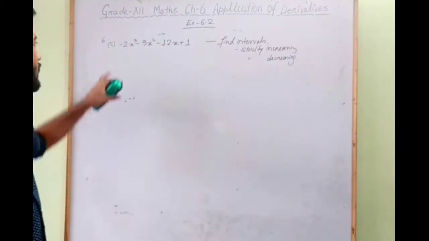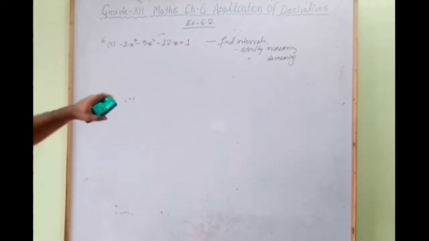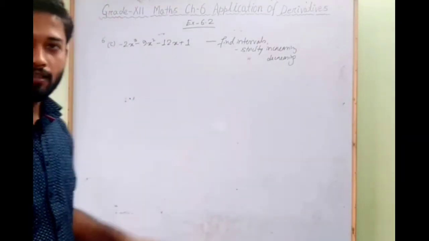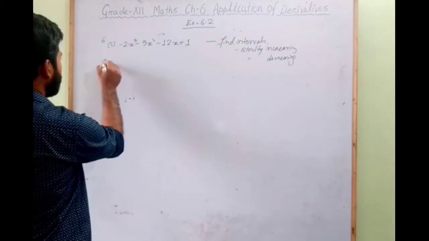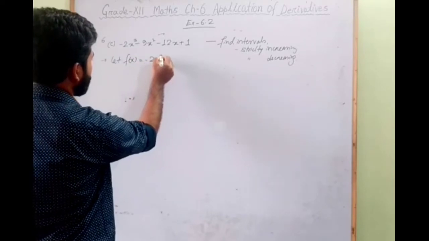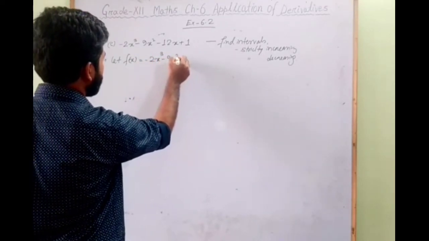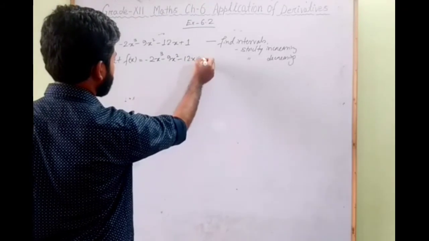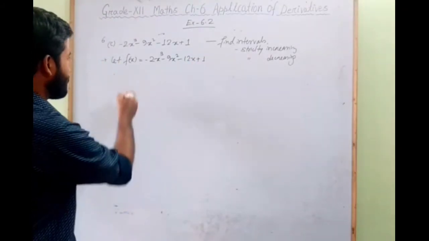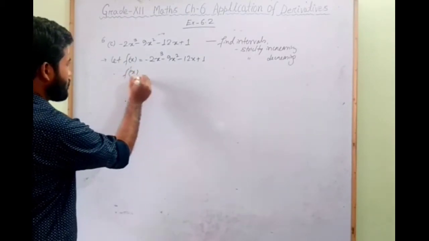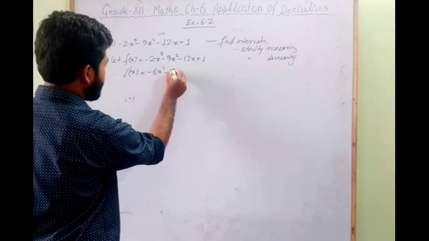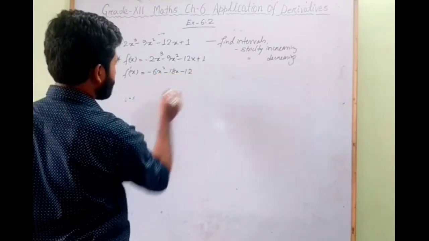Here a function is given and we need to find the intervals where this function is strictly increasing and strictly decreasing. So for that, let us consider f(x) = -2x^3 - 9x^2 - 12x + 1. How to do it? At first, take the first derivative, f'(x). It will be -6x^2 - 18x - 12.